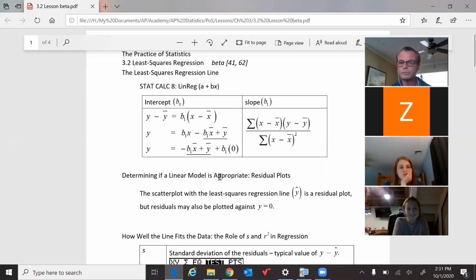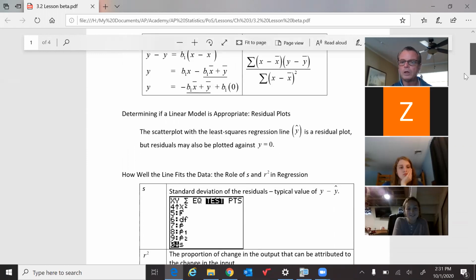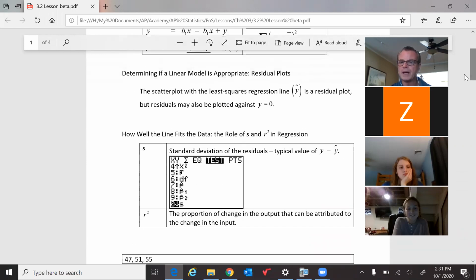Okay? Is a linear model appropriate? So if a linear model is the best model, what we did in pre-calc is we compared the R values. Well, we're going past that now.